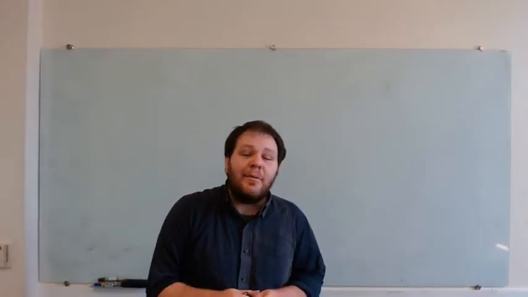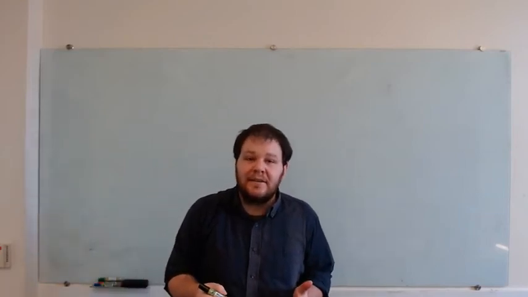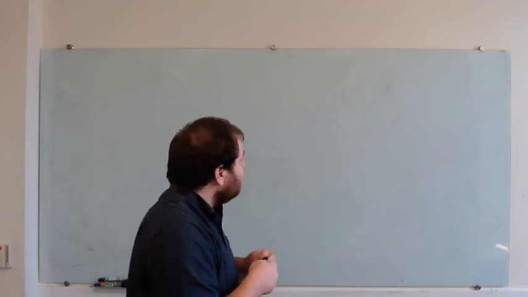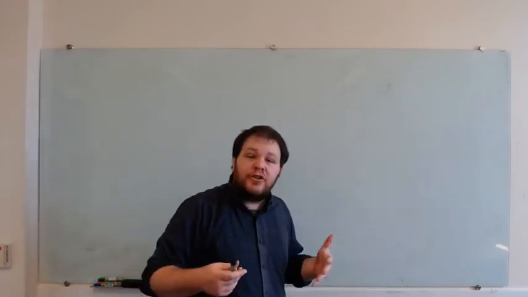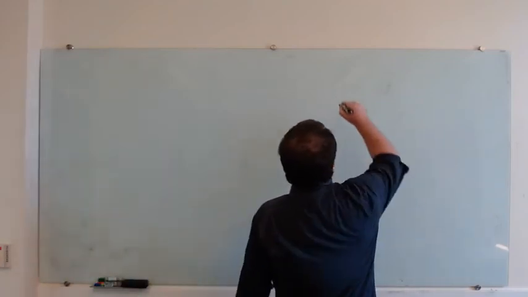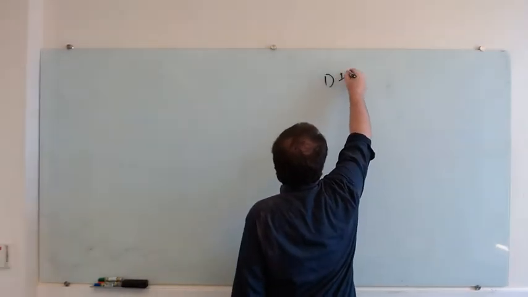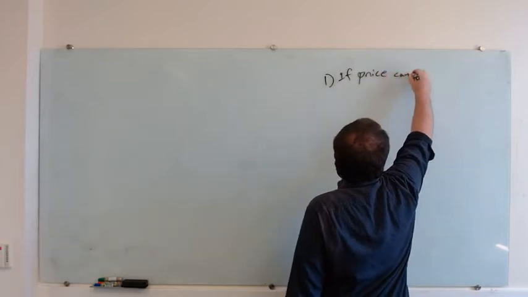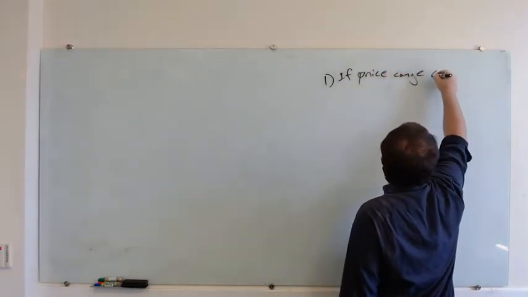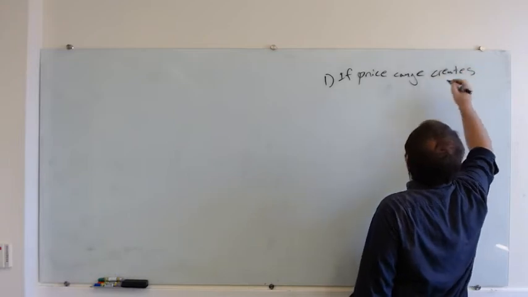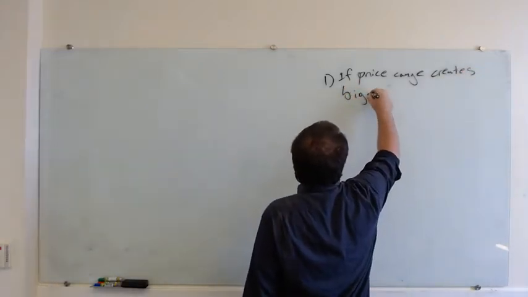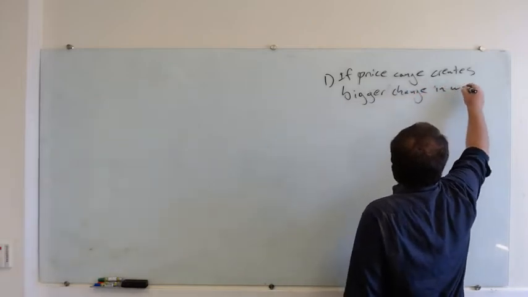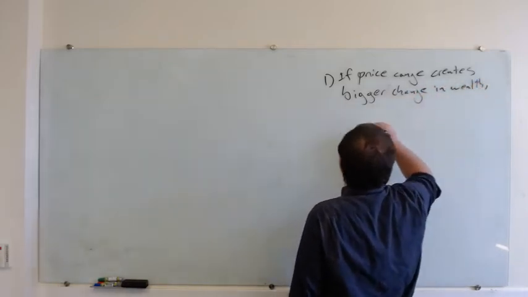Okay, and then how about income effects? What determines the size of my income effect? Well, in this case, there's really going to be two things. The first thing is going to be how much the price change affects my well-being. So first, if a price change makes a bigger difference in your well-being, a bigger change in wealth, there will be a bigger income effect.